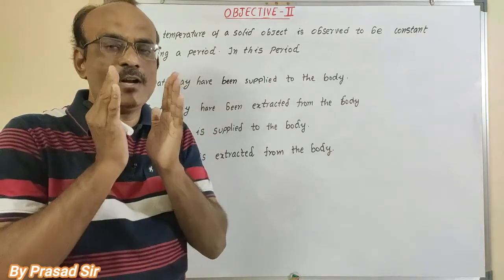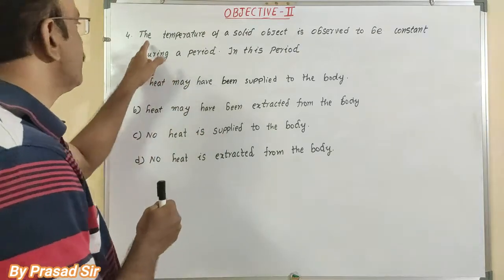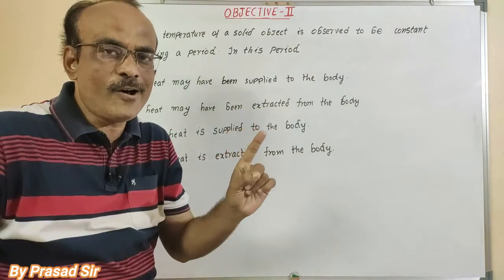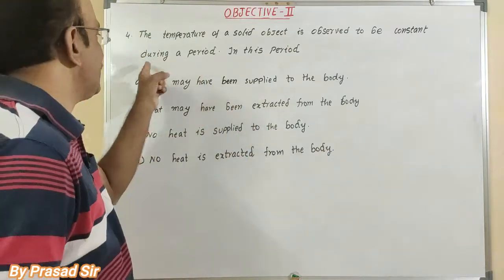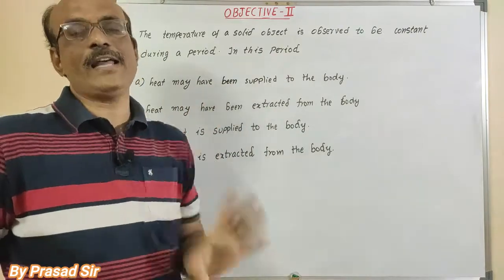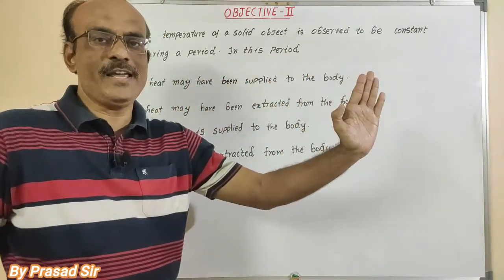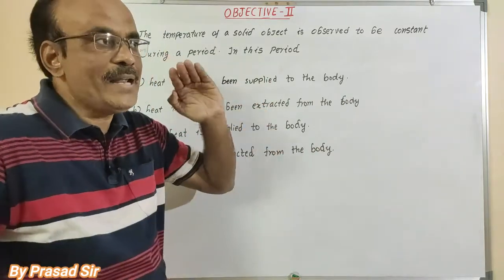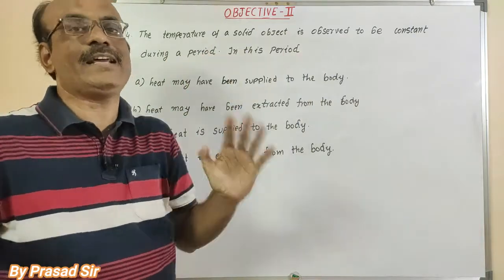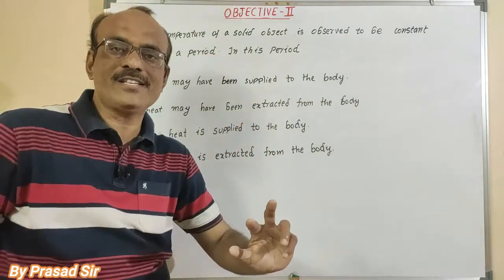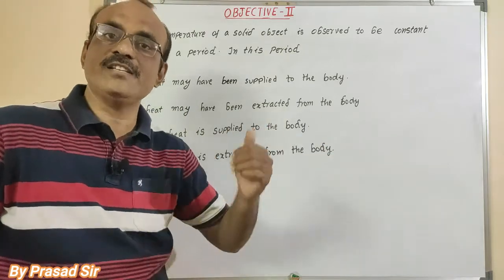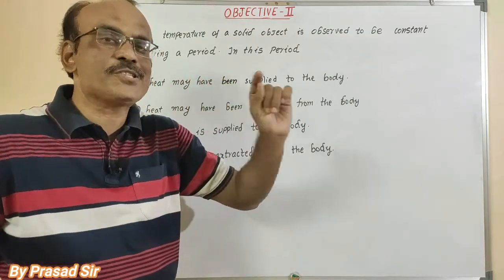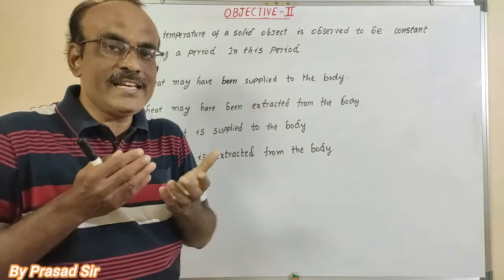Here, first of all, we have to understand the question clearly. The temperature of the solid object is observed to be constant. That means the temperature of the object is constant in a certain period. In that period, what happens? Temperature remains constant means, suppose the body is heated, then its temperature remains constant up to some particular extent, where one phase of matter changes to another phase of matter. Liquid changes to gas or solid changes to liquid. So in that time, the temperature remains constant. That means in that case, is heat supplied or not?